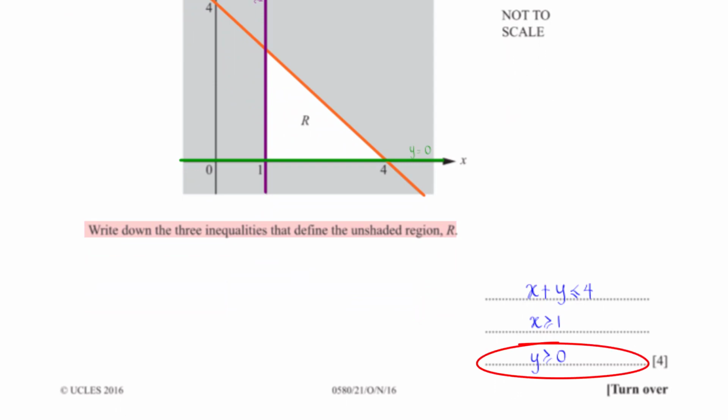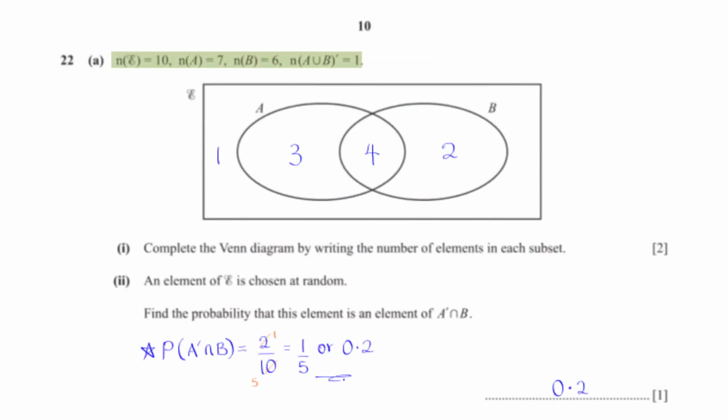We also have equal sign in this inequality because the line is a solid line. The number of elements in a universal set is equal to 10. The number of elements in set A is equal to 7. The number of elements in set B is equal to 6. The number of elements in A union B complement is equal to 1.